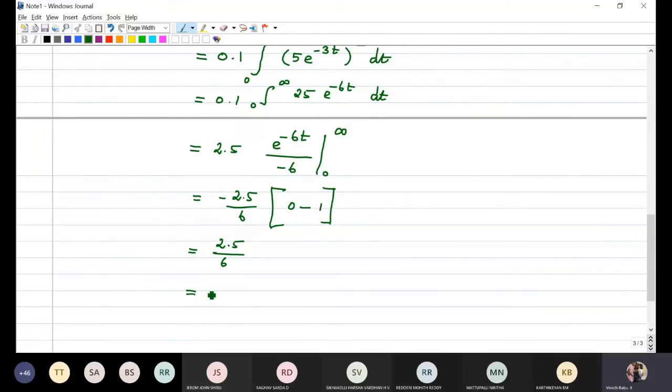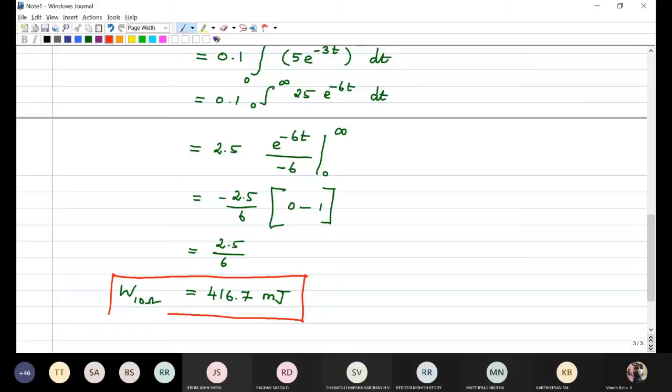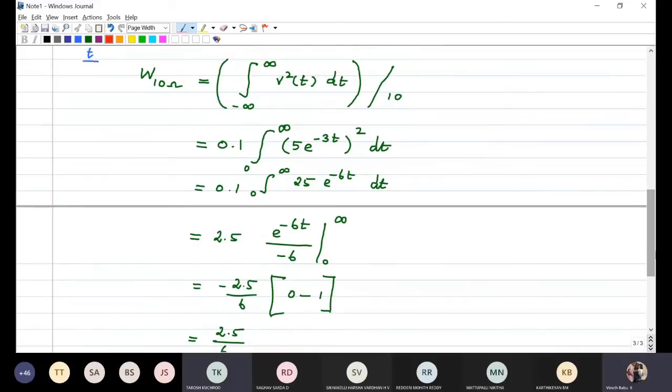You just verify, is it 416.7 millijoules? Since it is energy, I am writing this in terms of joules. Just verify the result. Yes, sir.